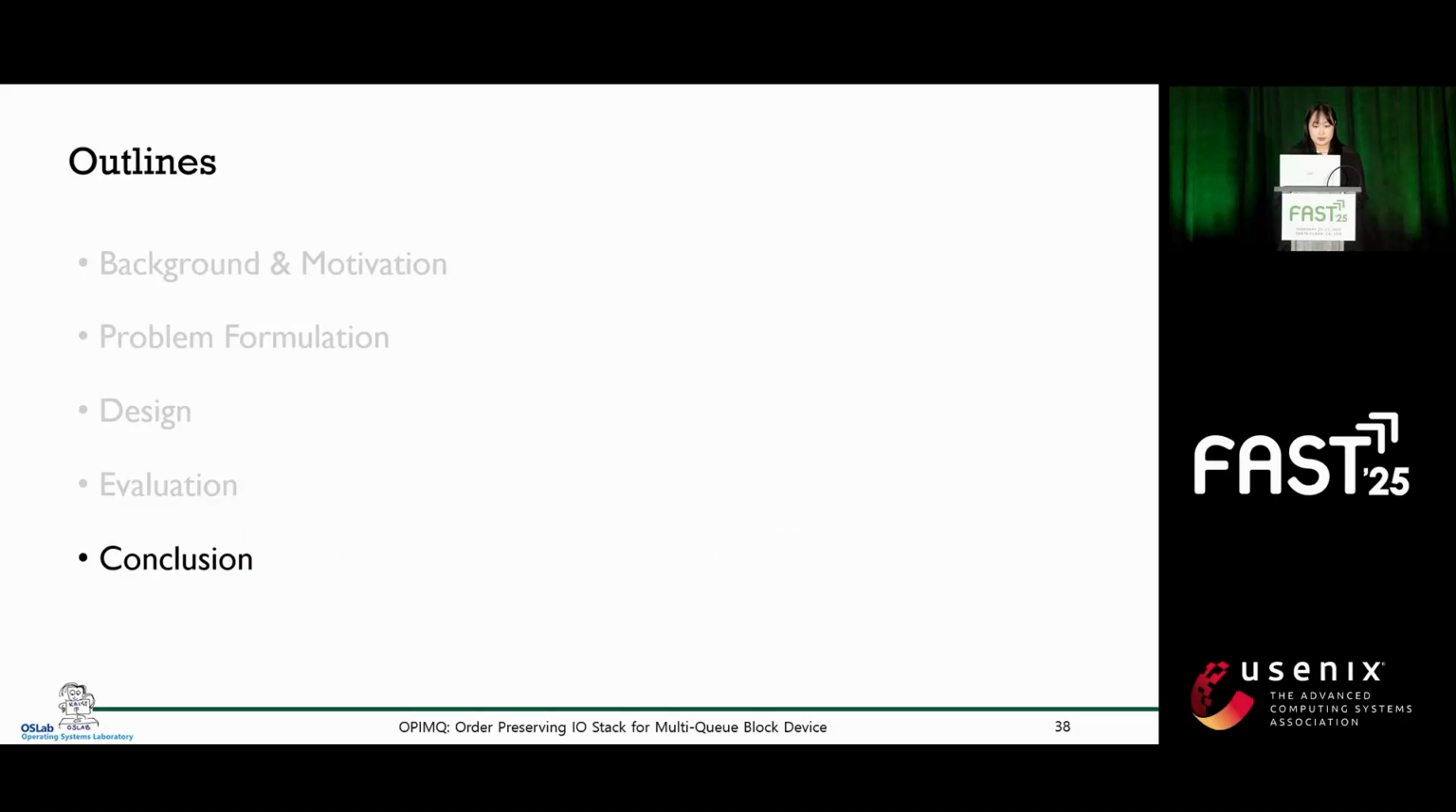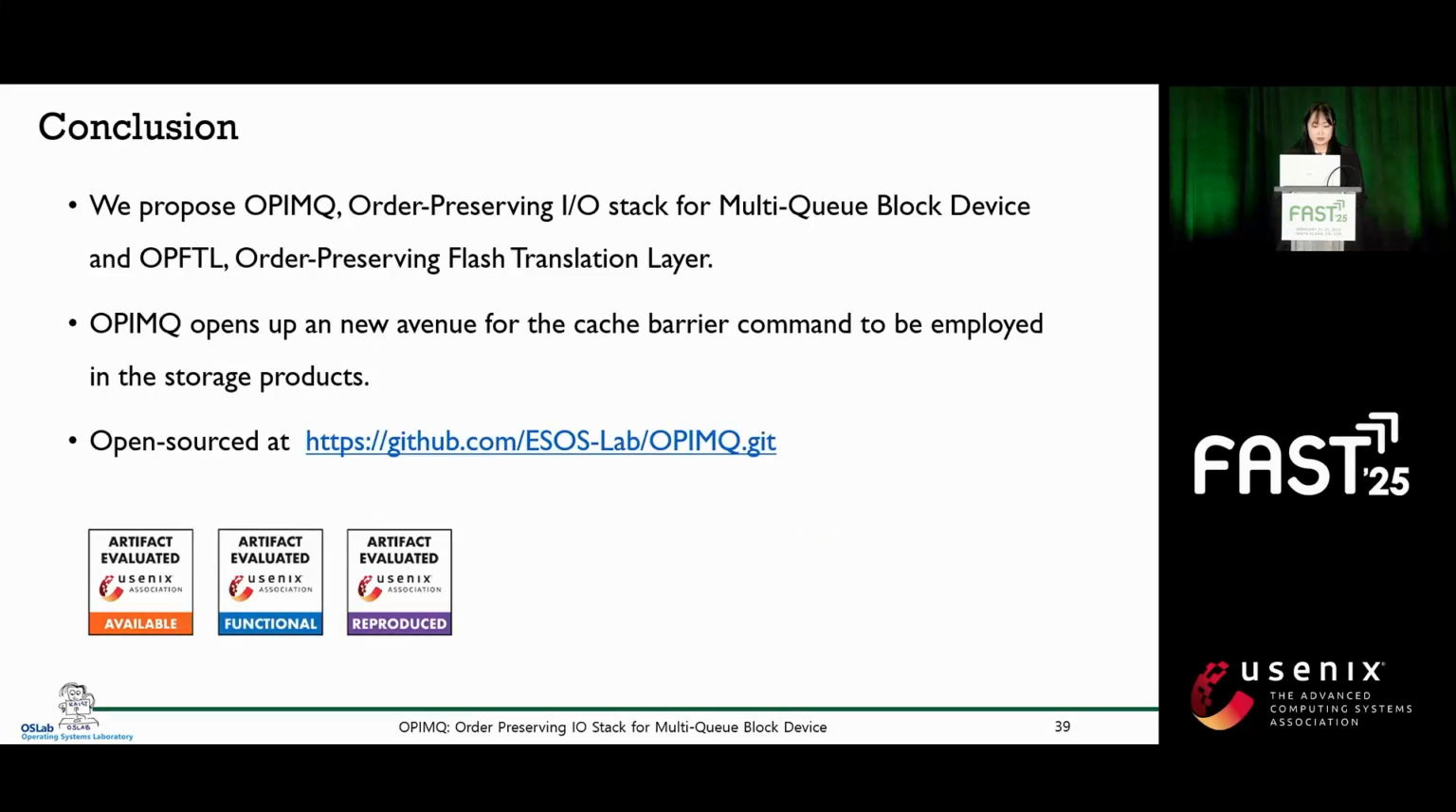I will now go over the conclusion. In summary, OPIMQ enforces storage order in multi-queue block devices by coordinating between the host and storage. It preserves both intra-stream and inter-stream order using epoch pinning and dual-stream writes. OPIMQ opens up a new avenue for the cache barrier command to be employed in the general storage product.